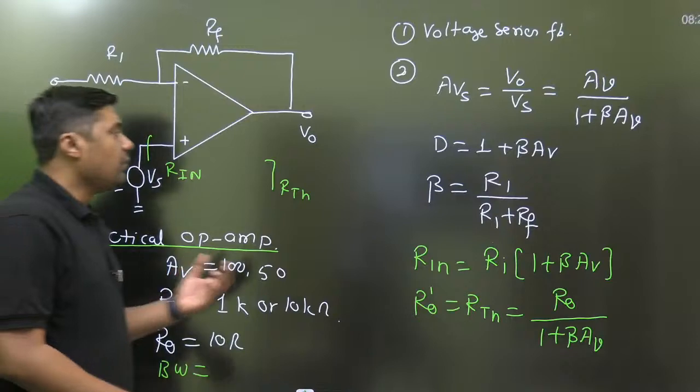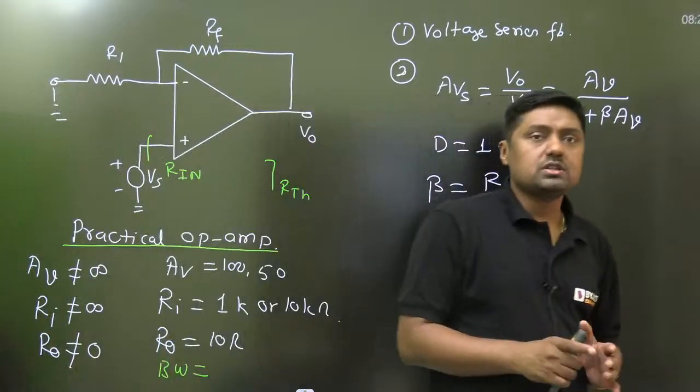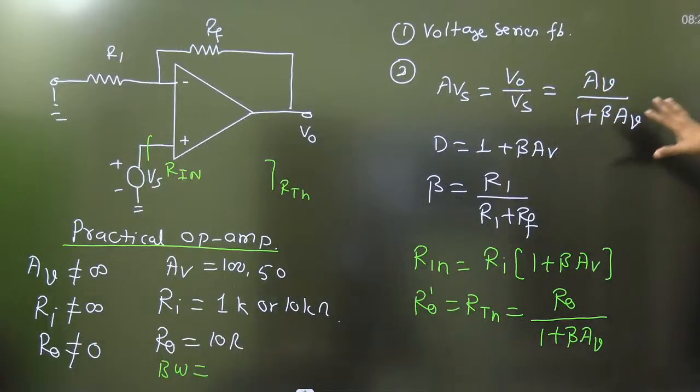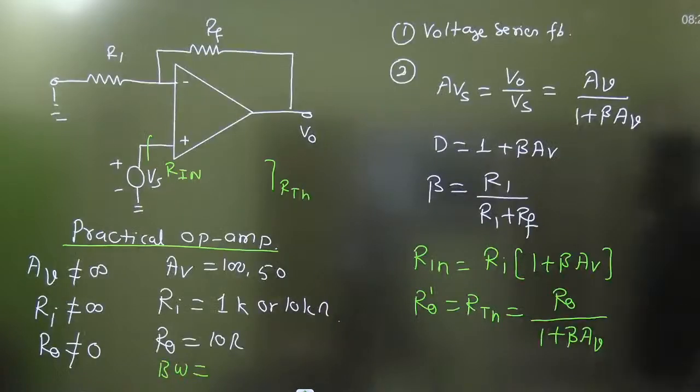So when we are dealing with the practical operational amplifier, always remember you have to follow all these formulas: voltage series feedback, AVS, 1 plus beta AV, R1 upon R1 plus RF, Rin, R0, right? And then they will ask about bandwidth.